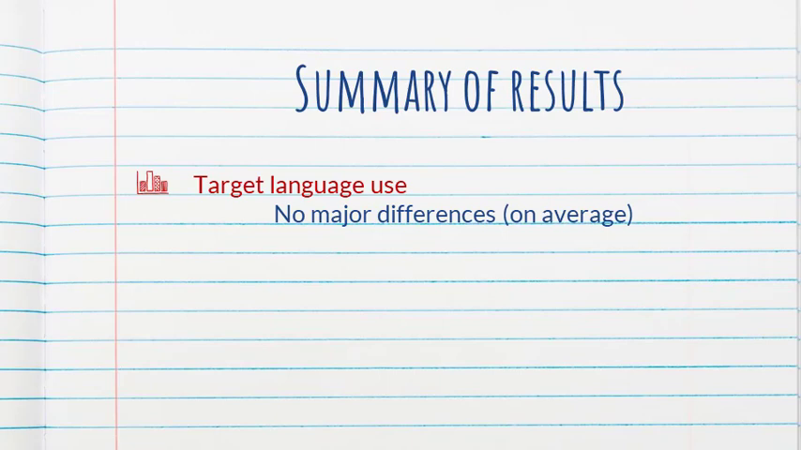And I found that interesting because I would have thought that the lower proficiency pairs would perhaps rely more on the shared language than the target language, but that was not the case. All of the pairs used the target language at about the same rate on average.